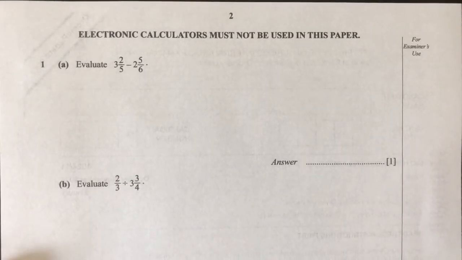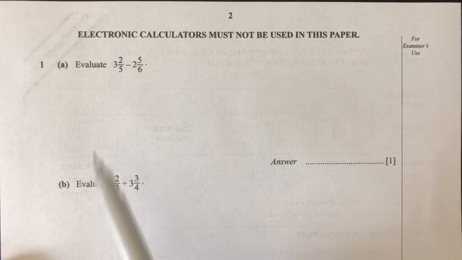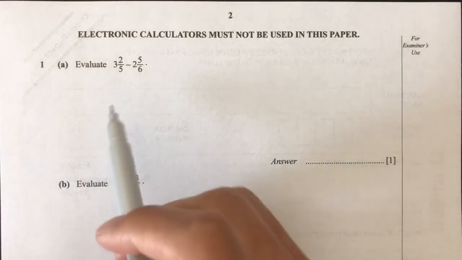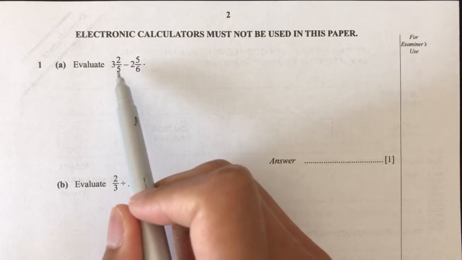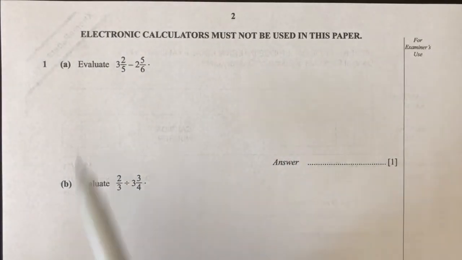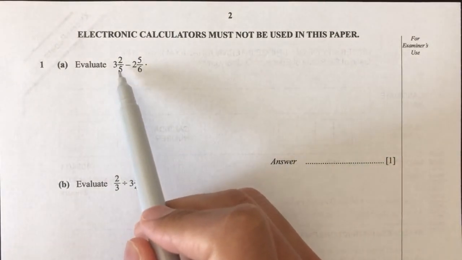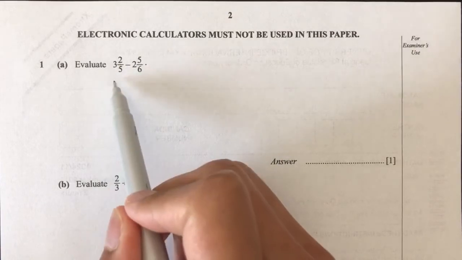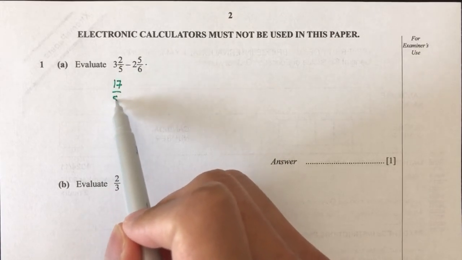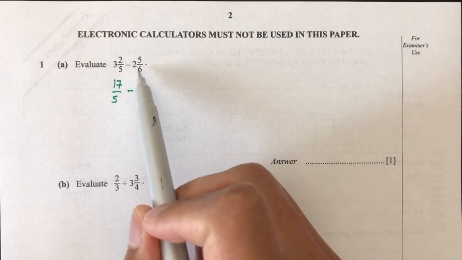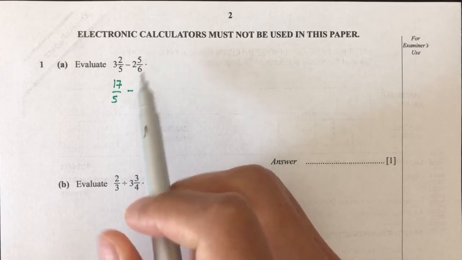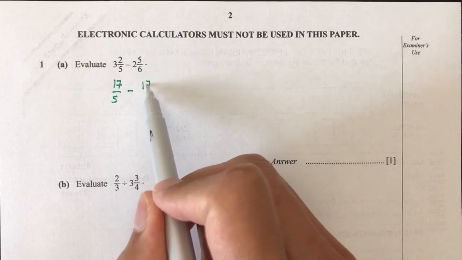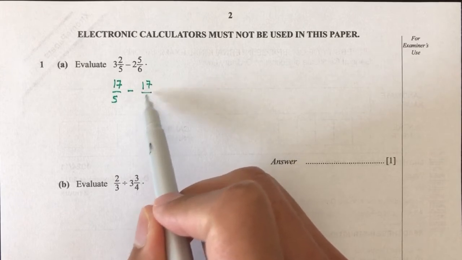Okay, let's move on to question number 1. Here we have fractions and this is subtraction. As you can see, we have mixed numbers, so the first thing we need to do is expand them. 3 times 5 is 15 plus 2 is 17, so this becomes 17 over 5, minus 2 times 6 is 12 plus 5 is 17 as well, over 6.